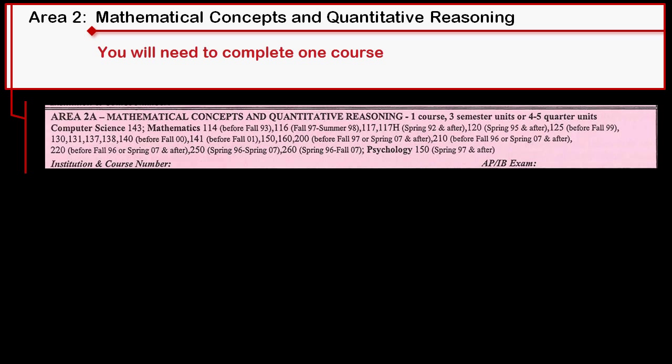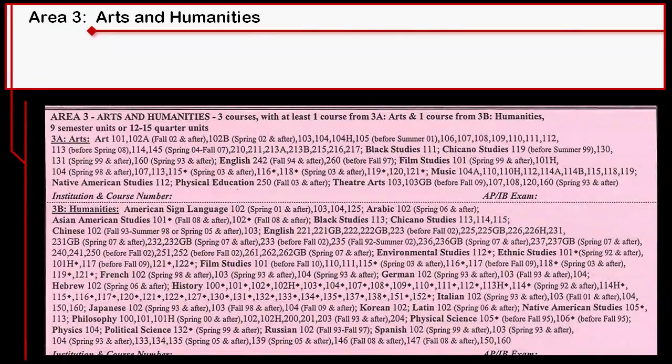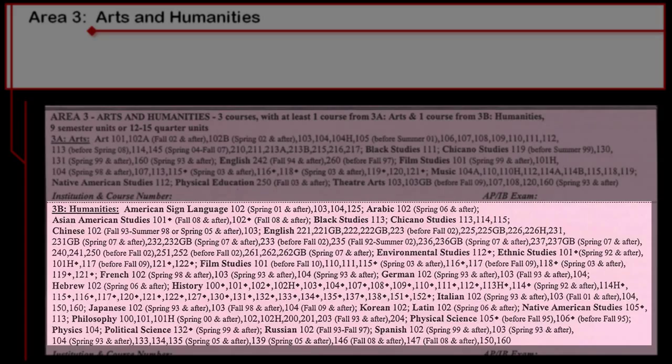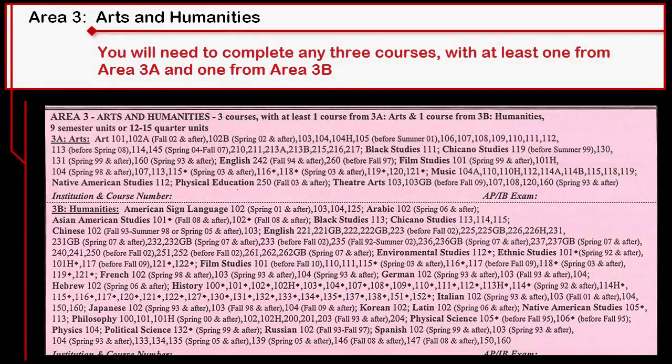Area 2 is the mathematical concepts and quantitative reasoning area. For IGETC, you'll need at least one math course from this area, but depending on your major, you may end up taking more. Area 3 has 2 groups of courses, the arts and the humanities. You need to choose one course from each group, and depending on your interest, you get to choose another course from either the arts or the humanities, for a total of 3 courses.